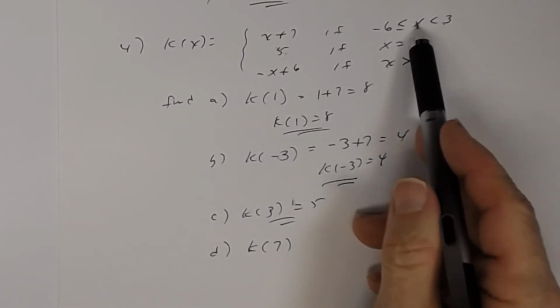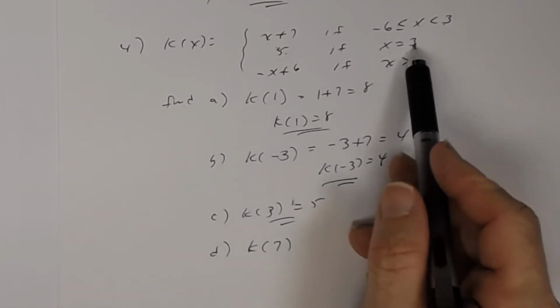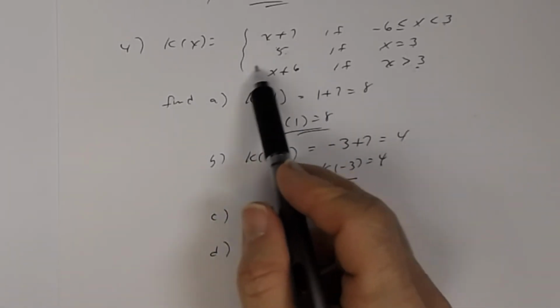So is 7 less than 3? No, that's a false statement. Is 7 equal to 3? Nope, that's a false statement. Is 7 greater than 3? Yes, so that's the one you're going to use.